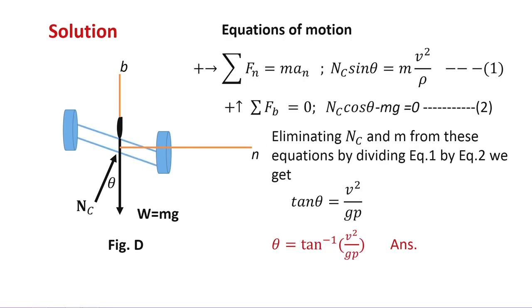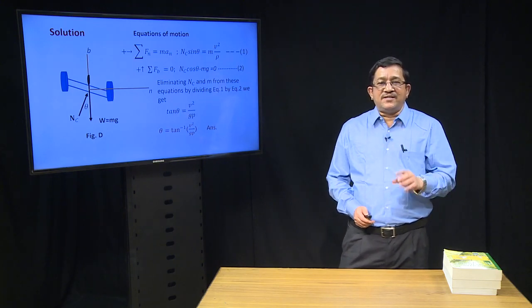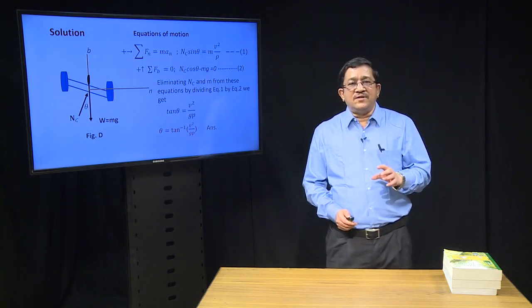From these equations of motion, we can easily find the angle theta by eliminating NC and m from these 2 equations. By dividing equation 1 by equation 2, we get theta equals tan inverse of v square by g rho. So, this is another very important relationship for the application of equation of motion.